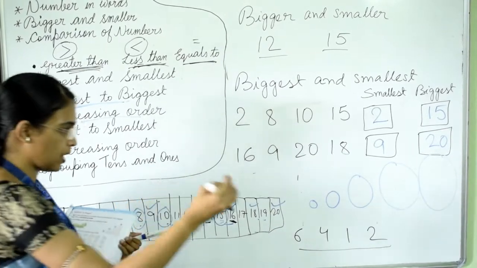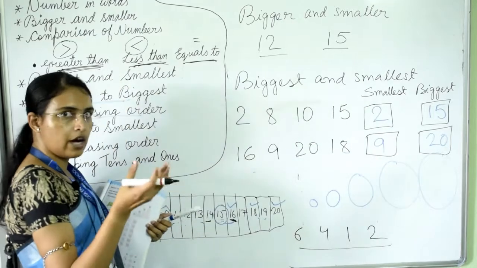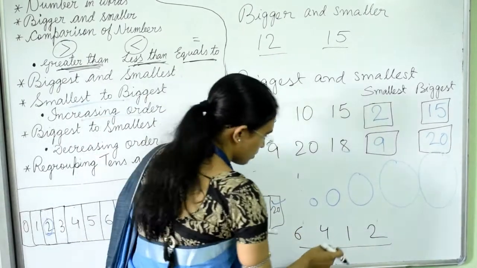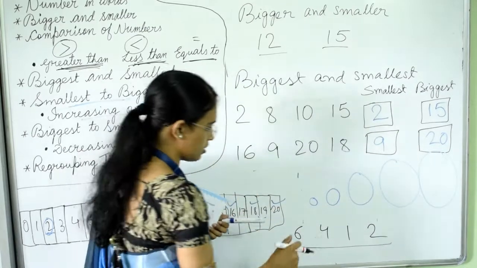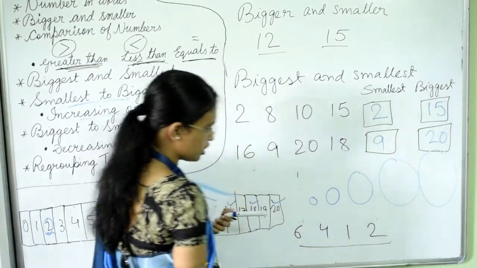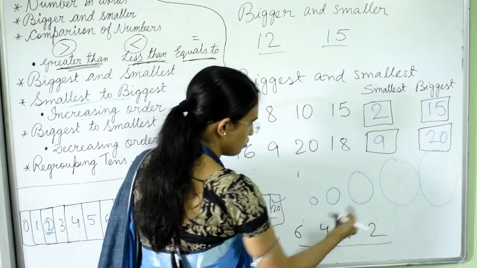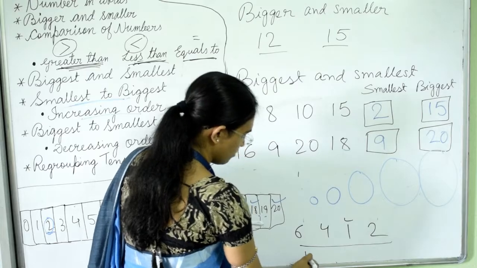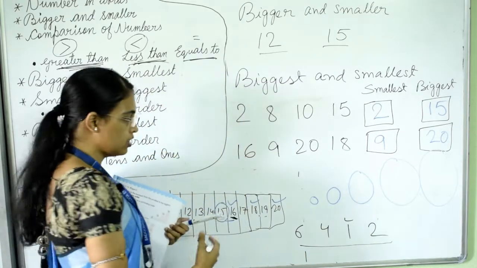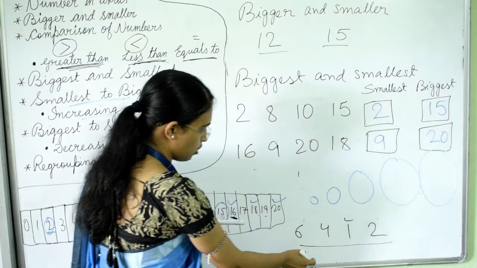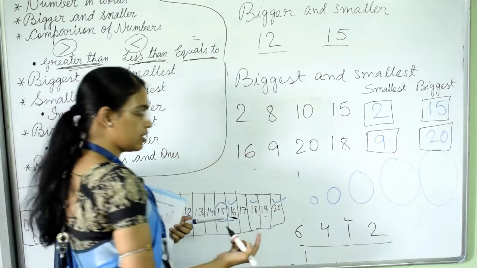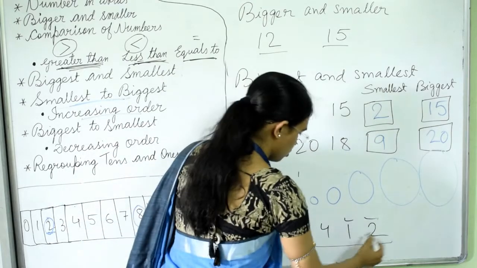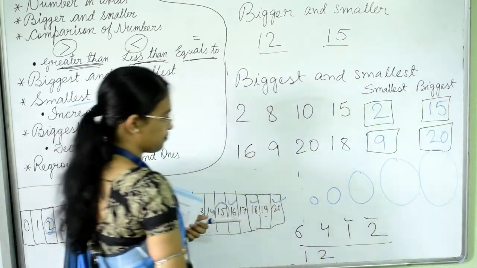That means chota se bada. The number which comes first is the smallest number. So among these 4 numbers, which comes first? 6, 4, 1, 2. 1 comes first. That means you have to write 1, because we are doing increasing order, chota se bada. That's why I have written 1 here. Then after 1, which number comes? 6, 4, 2. Among these 3 numbers, which number comes? 2. So after 1, write 2.